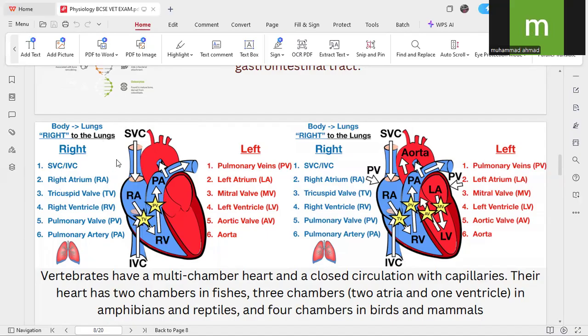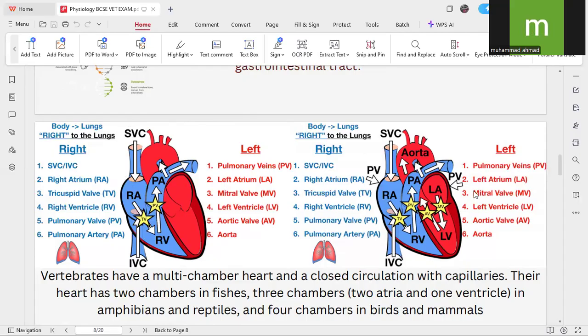Blood comes from the body into the right atrium, then through tricuspid valves, three flap valves. It goes to the right ventricle, and from right ventricle it goes to the pulmonary artery. This is the deoxygenated blood. From pulmonary artery it goes to the lungs for the oxygenation.